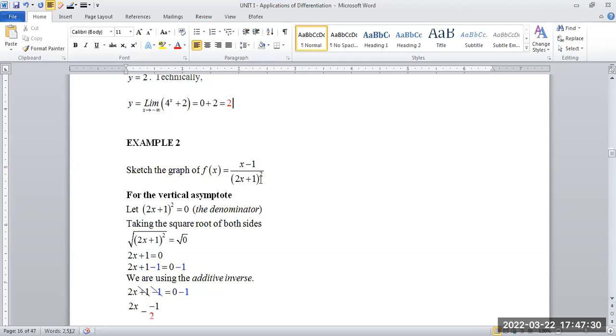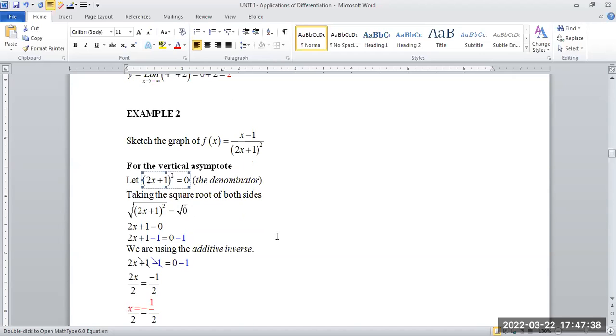So I'm setting 2x plus 1 raised to the second power equal to 0. See it right there, the denominator. And then I'm going to solve it. So I'm undoing the processes. The first thing that I need to do is to take into consideration that I have a squared term and I need to take off the squared.